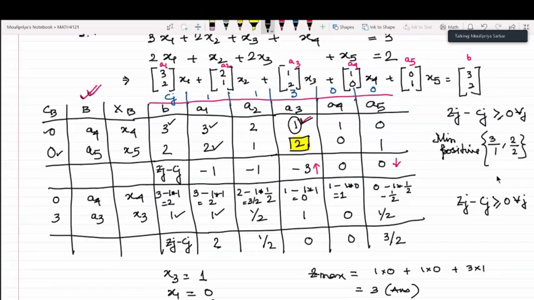Are we okay with the method? Do let me know. Yes. Are we all okay with the method?